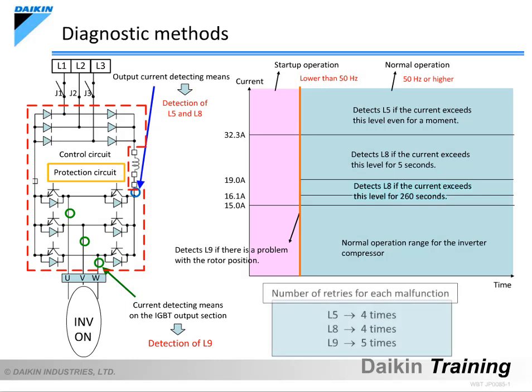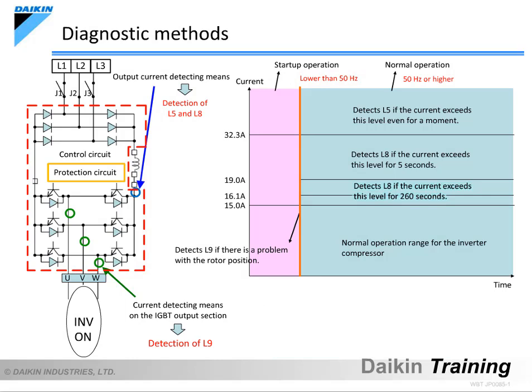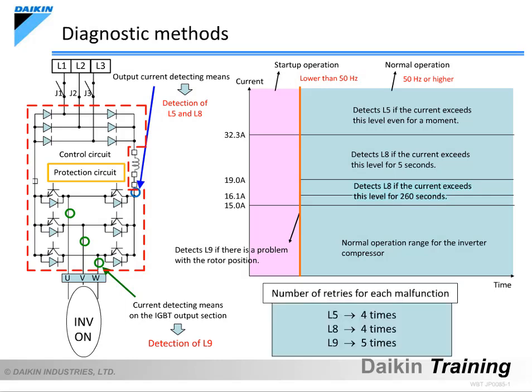Note that detecting the above-mentioned abnormalities once does not confirm any of the L5, L8 and L9 malfunctions. The compressor repeats stopping and restarting until the number of stops reaches a certain level, at which point the malfunction is confirmed. The respective code will be displayed on the remote controller, and the system will not try restarting. This type of control is called retry control, and the number of retry times differs depending on the malfunction.